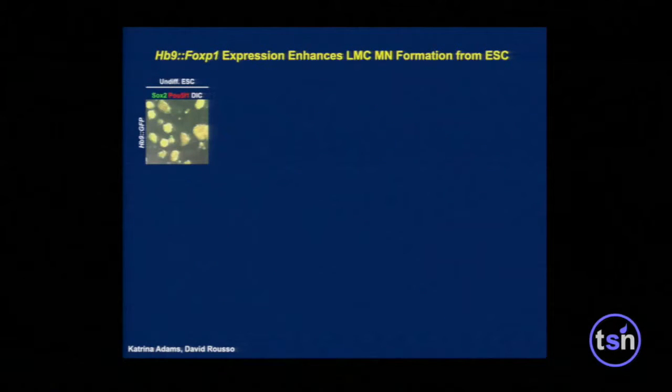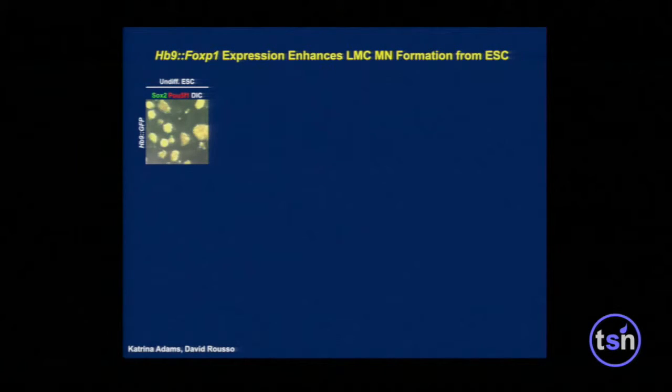Two of my graduate students, Katrina Adams and David Russo, did this work. David had done studies looking at the role of FOXP1 during development, and he had generated a transgenic mouse in which he expressed FOXP1 in all the motor neurons under the control of the HB9 promoter. We saw under those conditions that there was an expansion in limb-innervating motor neuron production. And we thought we should test whether these same culture conditions, in which we weren't getting limb-projecting motor neurons, could now produce them from these stem cell cultures.